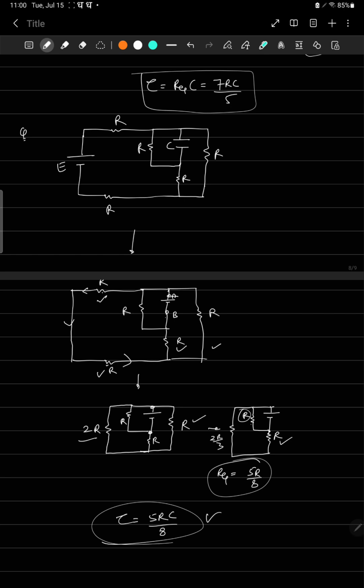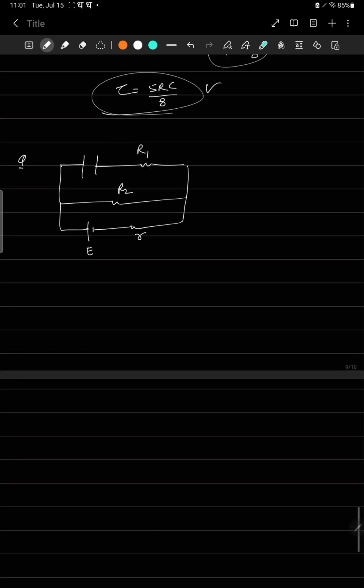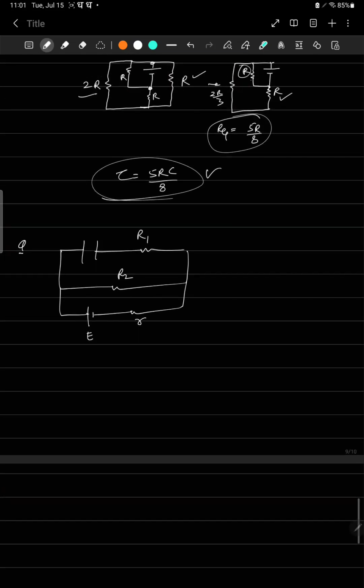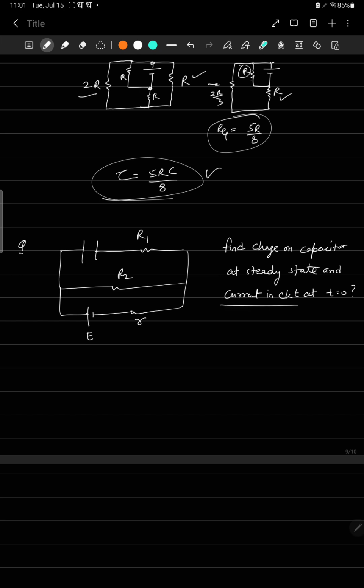Okay, let's do some more questions on the circuit problems where we will use the basic concept, like at t tends to 0, t tends to infinity. So this is a question now where we need to find the charge on capacitor at steady state, and current in circuit at t equal to 0. So first of all, the current in the circuit at t equal to 0.